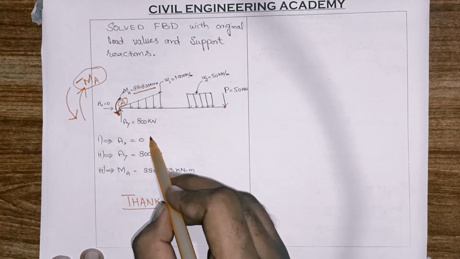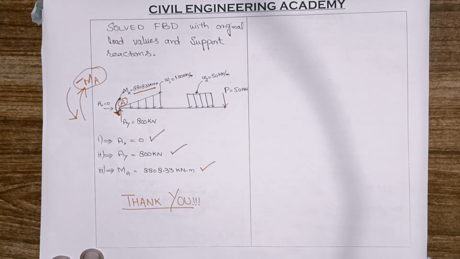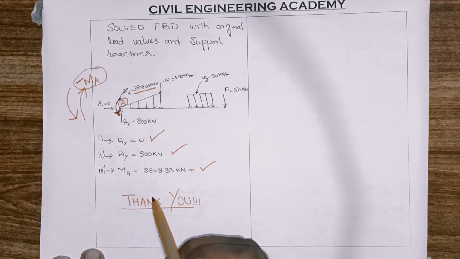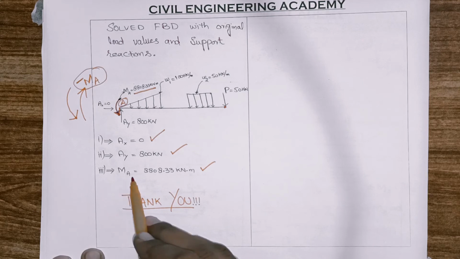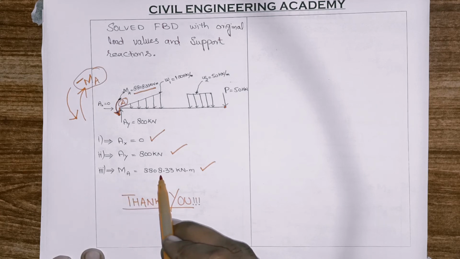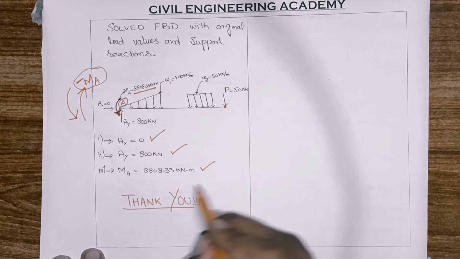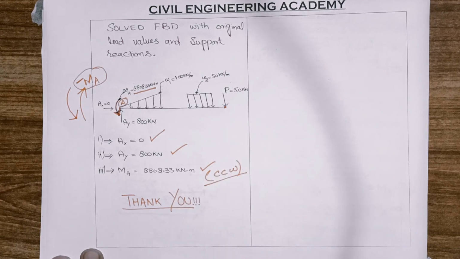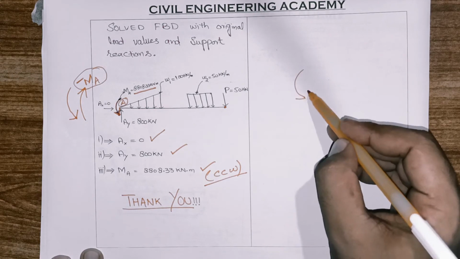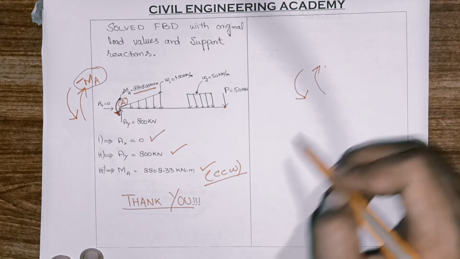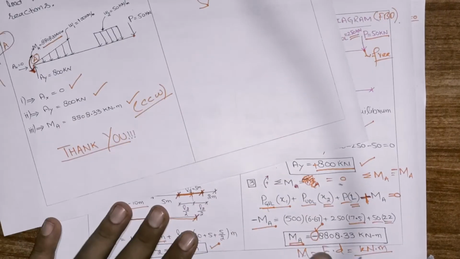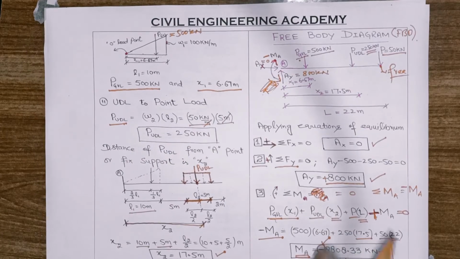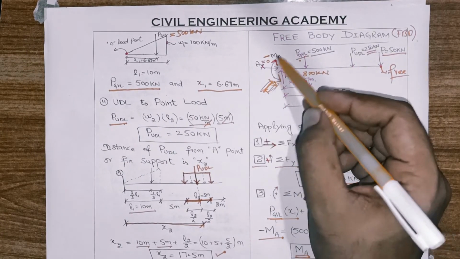So I finally wrote the reactions of the fixed support: horizontal reaction as 0, vertical reaction as 800, and moment at A equal to 8808.33 kilonewton meter in counterclockwise direction. So basically our moment is in counterclockwise direction, not in clockwise direction. This negative answer makes clear that our assumed direction of MA in clockwise direction is wrong.